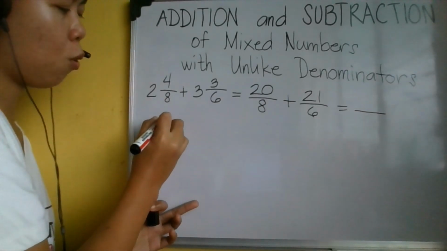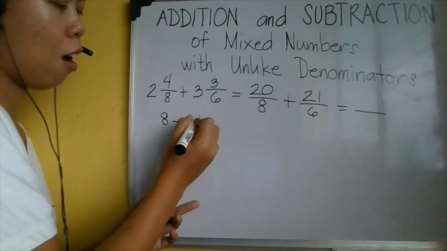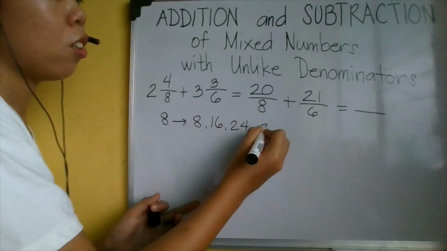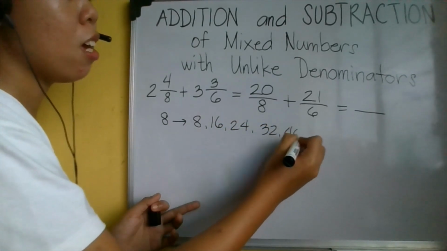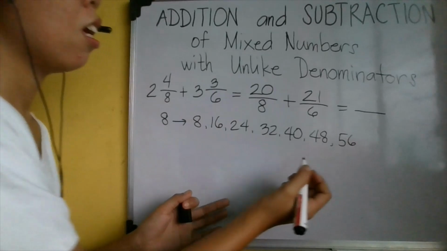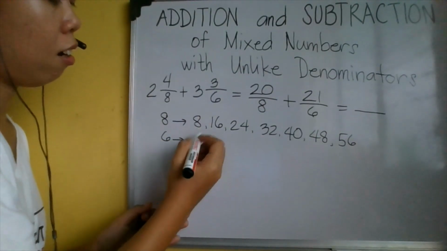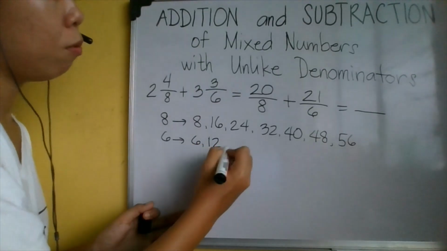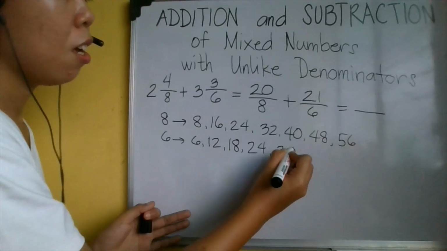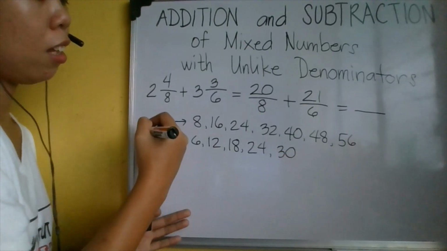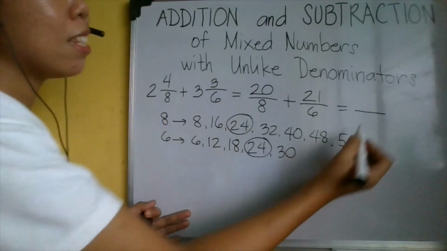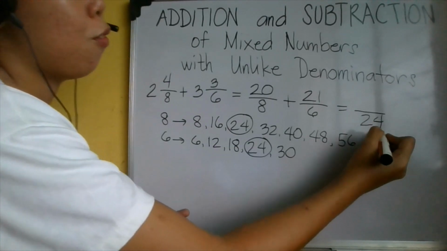So, kunin muna natin yung least common multiple ng 8. We have 8, 16, 24, 32, 40, 48, 56. Yung multiples ng 6 are 6, 12, 18, 24, 30. Meron na tayong common multiple of 8 and 6, and that is 24. So, yung LCD natin ay 24.